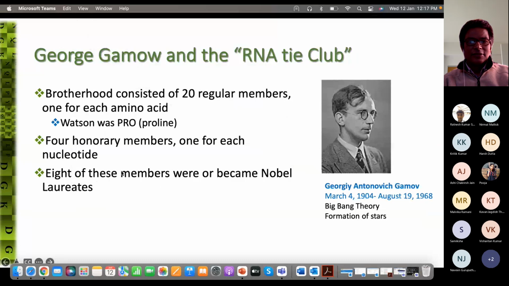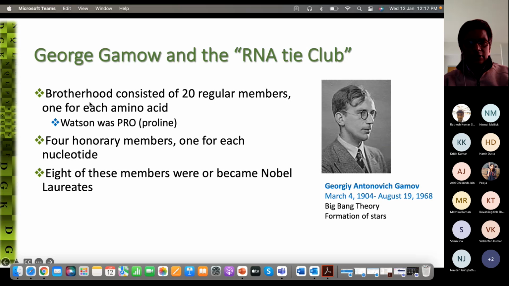All right. So what he did was, he was a physicist, and he was already very famous for his propositions of the Big Bang theory and the formation of stars. He was very well known for that.